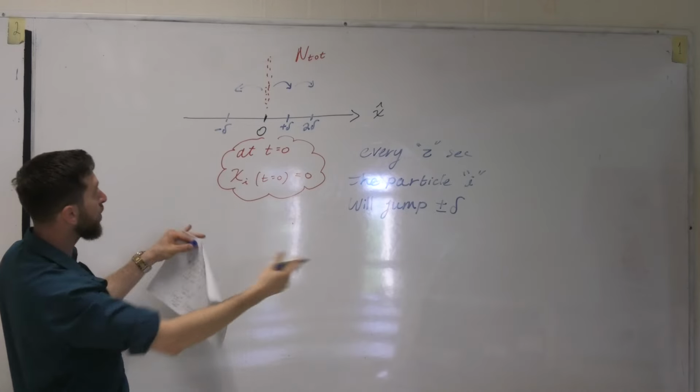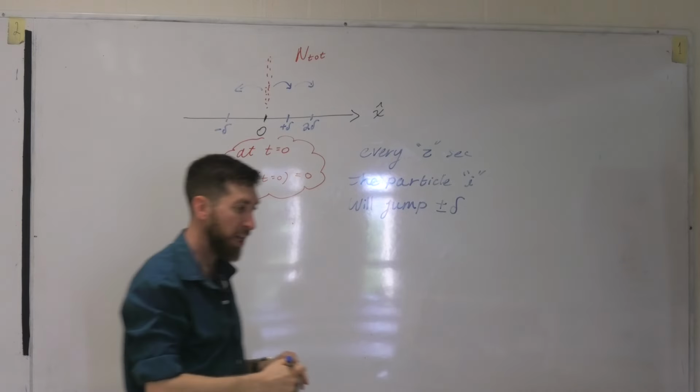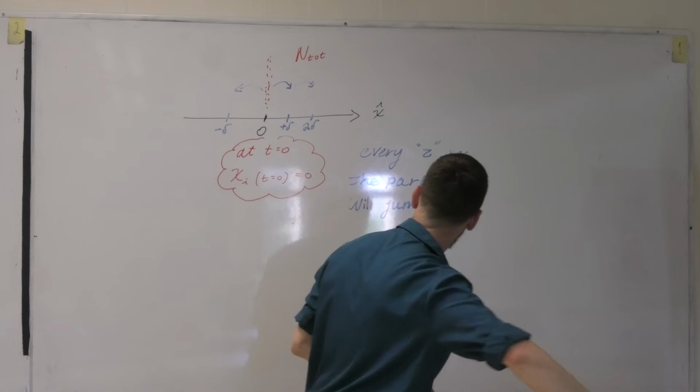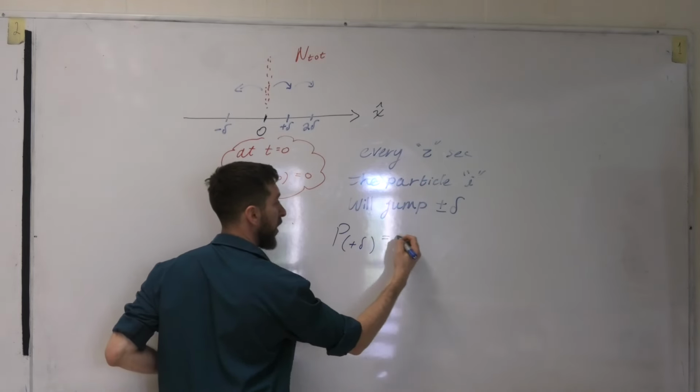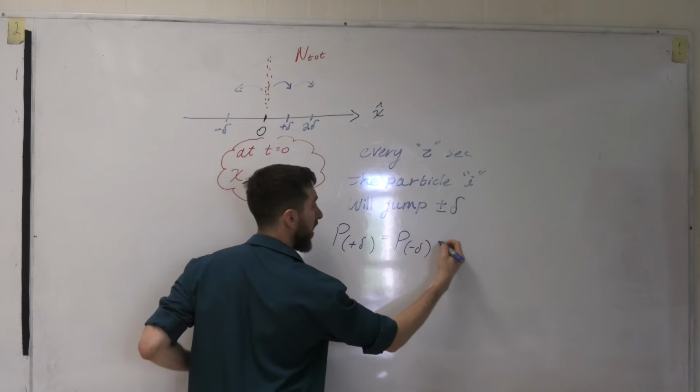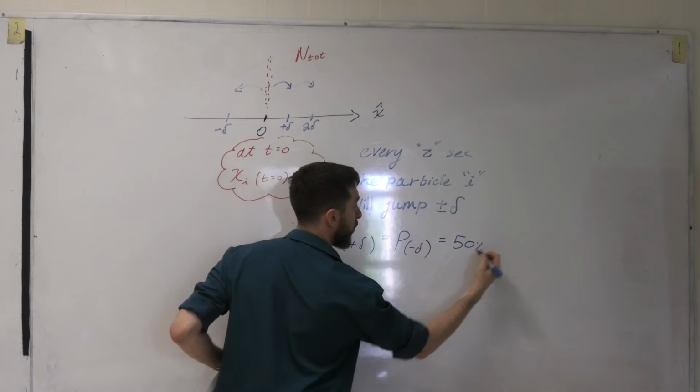So they just start jumping around, jiggling around, and we're going to say that for each one of them, the chance for plus delta equals the chance for minus delta, equal to 50%.